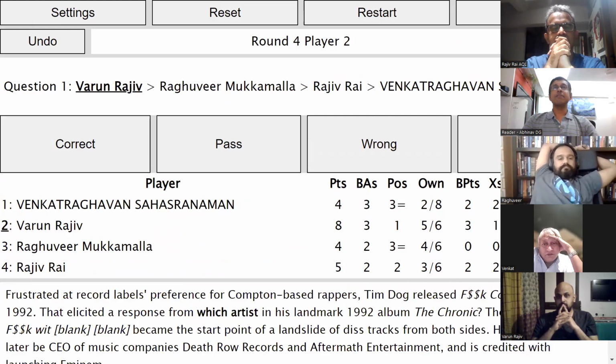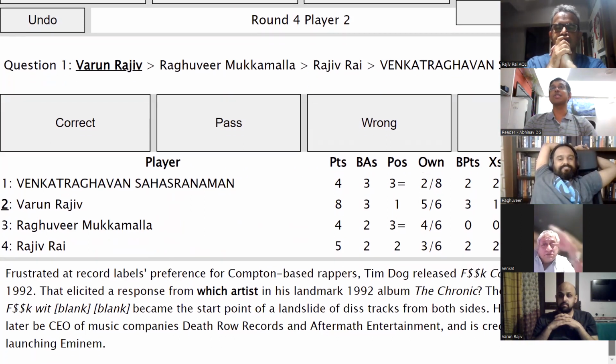Varun, frustrated at record labels' preference for Compton-based rappers, Tim Dog released Fuck Compton in 1992. That elicited a response from which artist in his landmark 1992 album, The Chronic? The song became the start point of a landslide of diss tracks from both sides. He would later be CEO of music companies Death Row Records and Aftermath Entertainment, and is credited with launching Eminem.